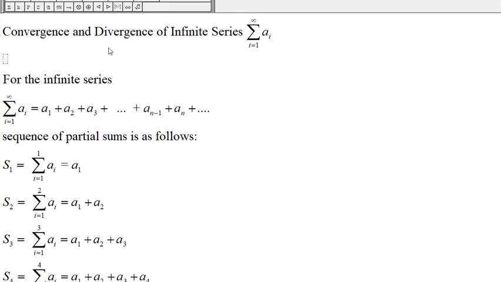And here we want to talk about convergence and divergence of infinite series. So a series like this is called an infinite series. And so we have the summation of i from 1 to infinity of a sub i. This means it's just the sum of the first term, the second term, the third term, the n minus 1 term, the nth term.